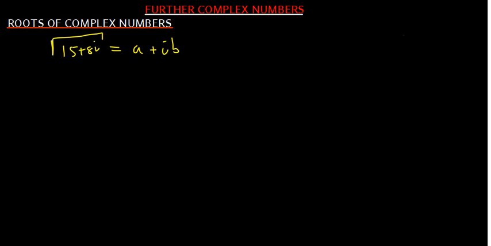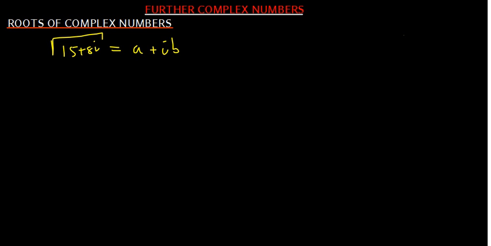When we want to simplify such functions, root functions where we've got a square root, you can just go direct and equate it to that form, because we want it to be in the form a plus ib. Now at this point our aim is to find the values of a and b.